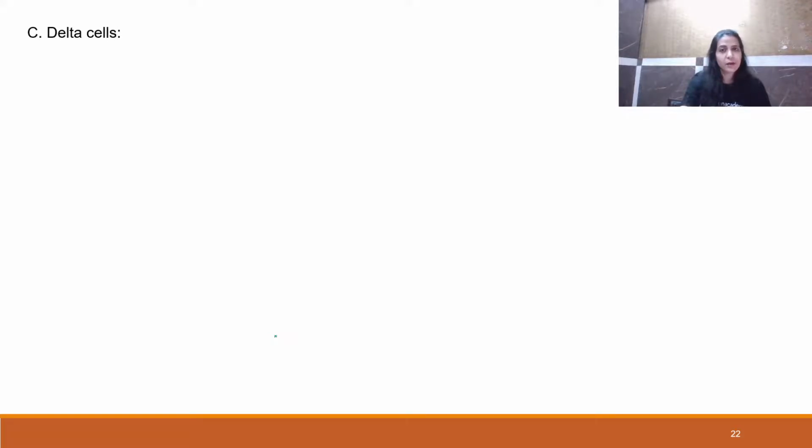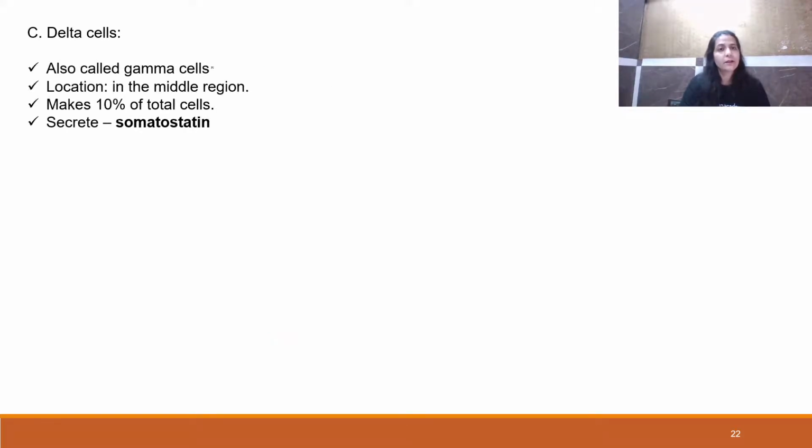Delta cells. The third kind of cells are delta cells. They are also known as gamma cells. They are present in the middle region of the islets of Langerhans, and they make only 10% of the total cells. They secrete somatostatin. So what are we learning about? The third category of cells, delta cells, also known as gamma cells, located in the middle region. 10% of the total cells of the islets of Langerhans are delta cells, and they produce somatostatin. Yes, Biswajit, they are antagonistic hormones.